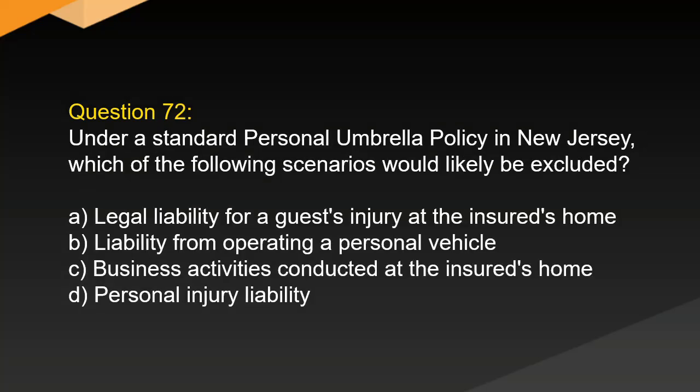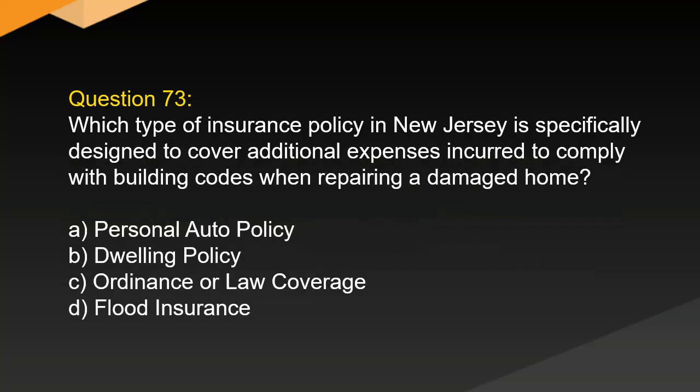Question 72. Under a standard personal umbrella policy in New Jersey, which of the following scenarios would likely be excluded? A. Legal liability for a guest's injury at the insured's home. B. Liability from operating a personal vehicle. C. Business activities conducted at the insured's home. D. Personal injury liability.